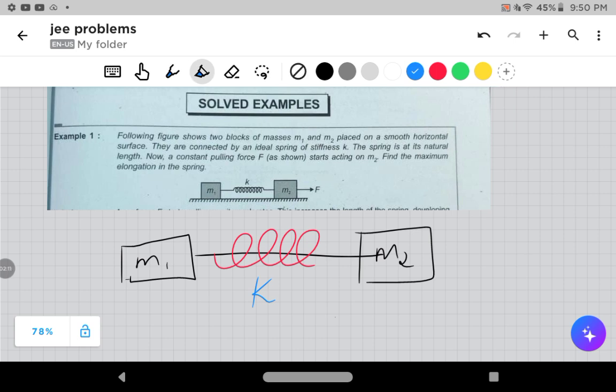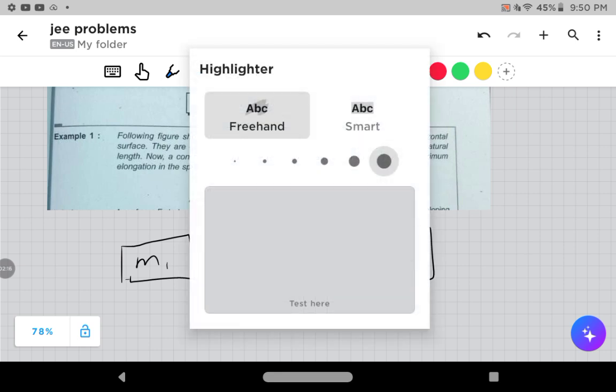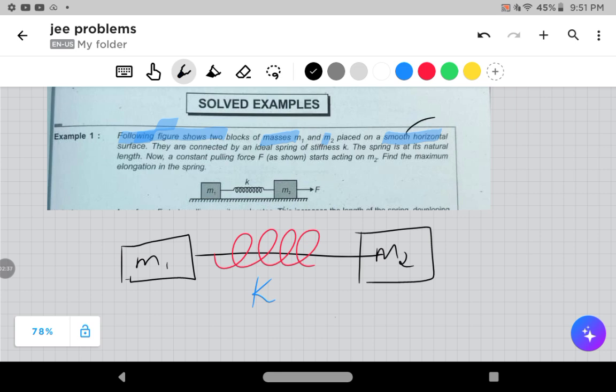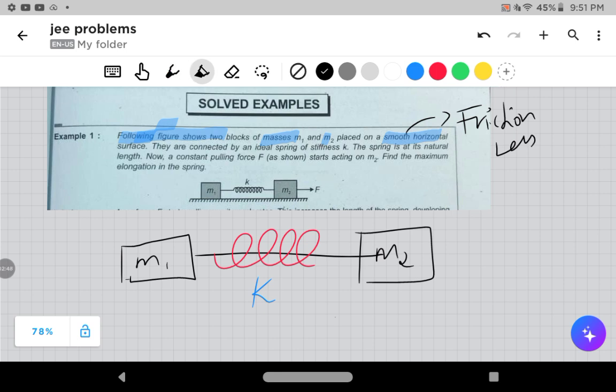Let's go to the highlighter. The following figure shows two blocks of masses M1 and M2 placed on a smooth horizontal surface. The first thing I can infer from this is that it's a frictionless table.